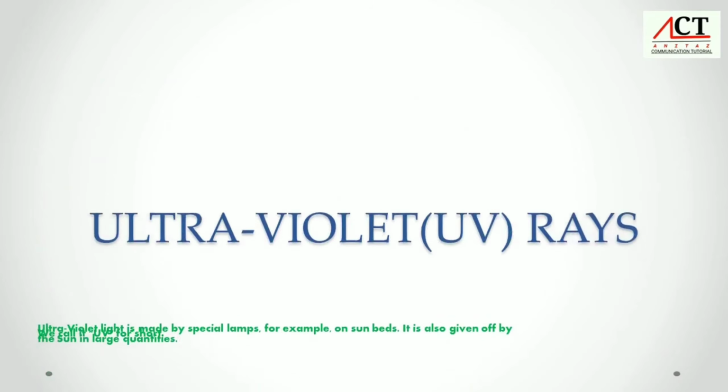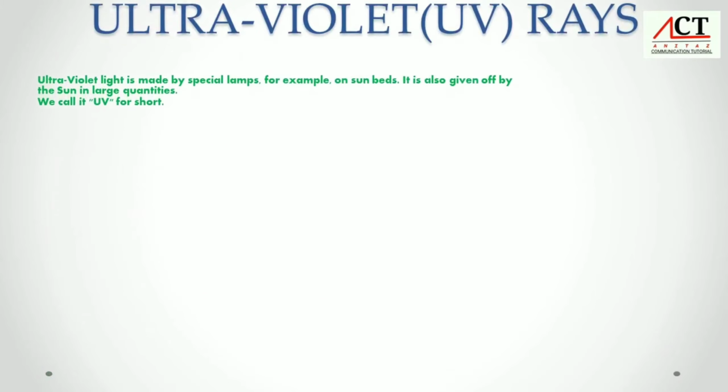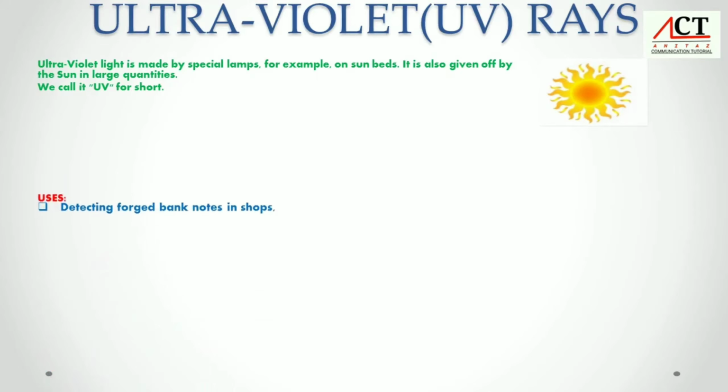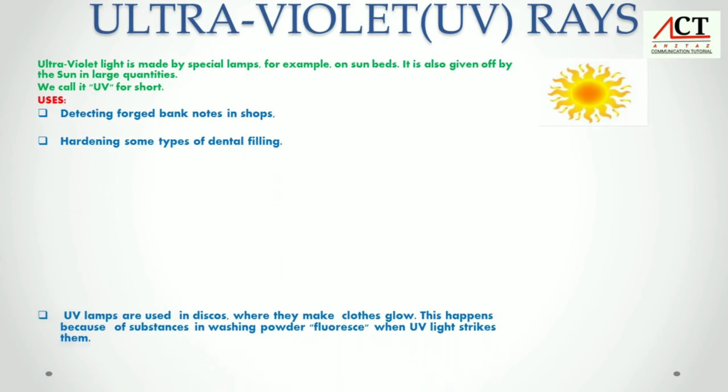Coming to the next, that is ultraviolet rays or UV rays. They are given off by sun in large quantities and are used in detecting forged banknotes in shops, hardening some types of dental fillings. They are also used as disco lights. They are used as security marker pens.